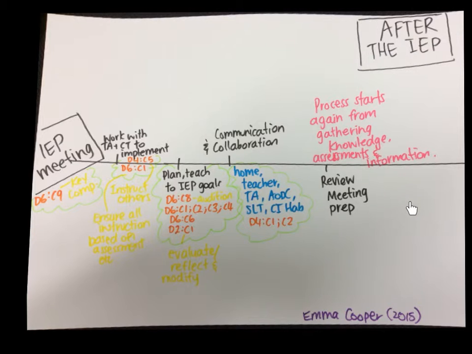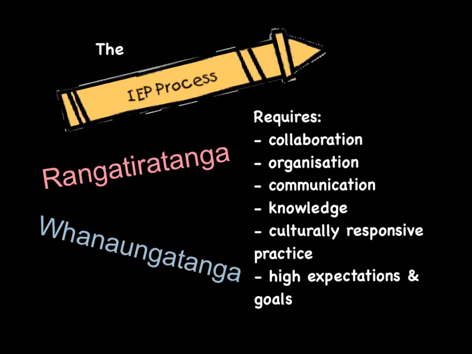It keeps going around and around, and we keep working through the different steps, but this is how I originally saw the process, as a before, at the meeting and after, and so I've decided to present it like this. Just in summary, I've pulled out some of the key things that I see as being fundamental to the IEP process. These are collaboration, organisation, communication, knowledge, culturally responsive practice, and high expectations and goals.